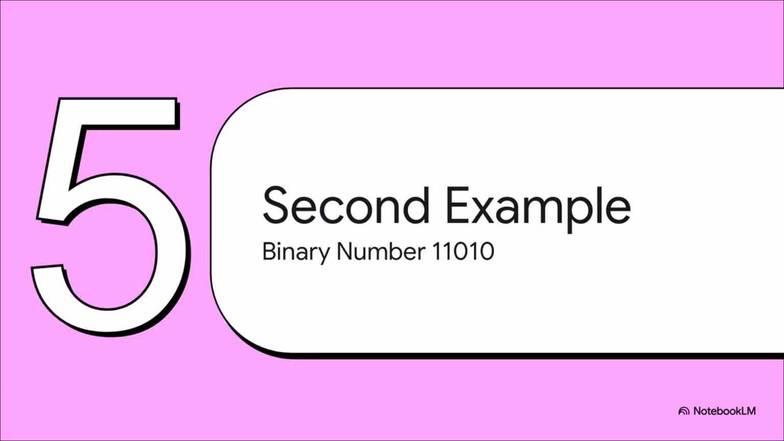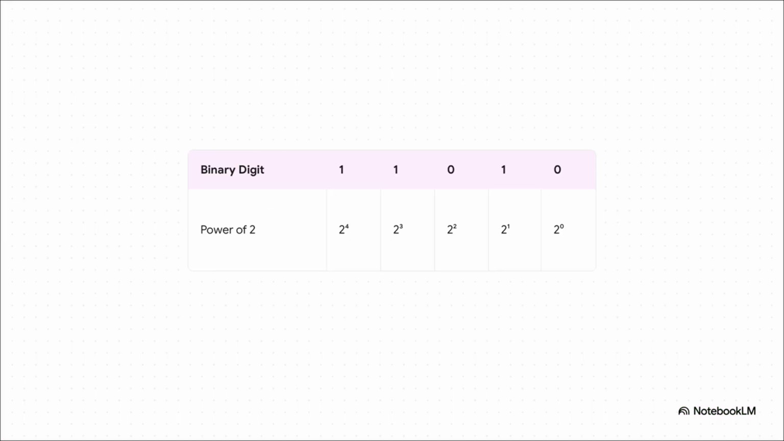Now that you have the basic method down, let's try a slightly longer number just to reinforce the process. Let's convert 11010. Alright, here we go again. We are going to follow the exact same process. Step 1 is to assign our powers of 2 from right to left. We start with 2 to the power of 0 for the digit on the far right, and this time we go all the way up to 2 to the power of 4 for the digit on the far left.